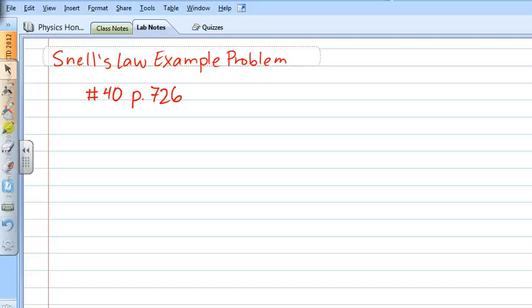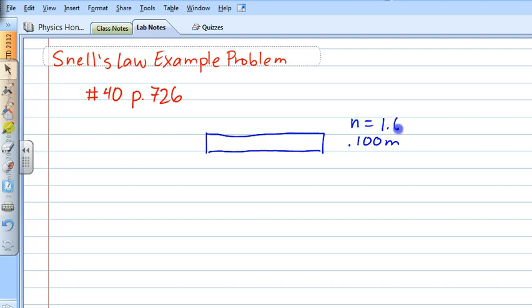Okay, welcome back everyone. In this video we're going to do a quick practice problem involving Snell's law. This is number 40 on page 726. We have a glass block which is given to us as 10.0 centimeters thick, and it has an index of refraction of 1.65.